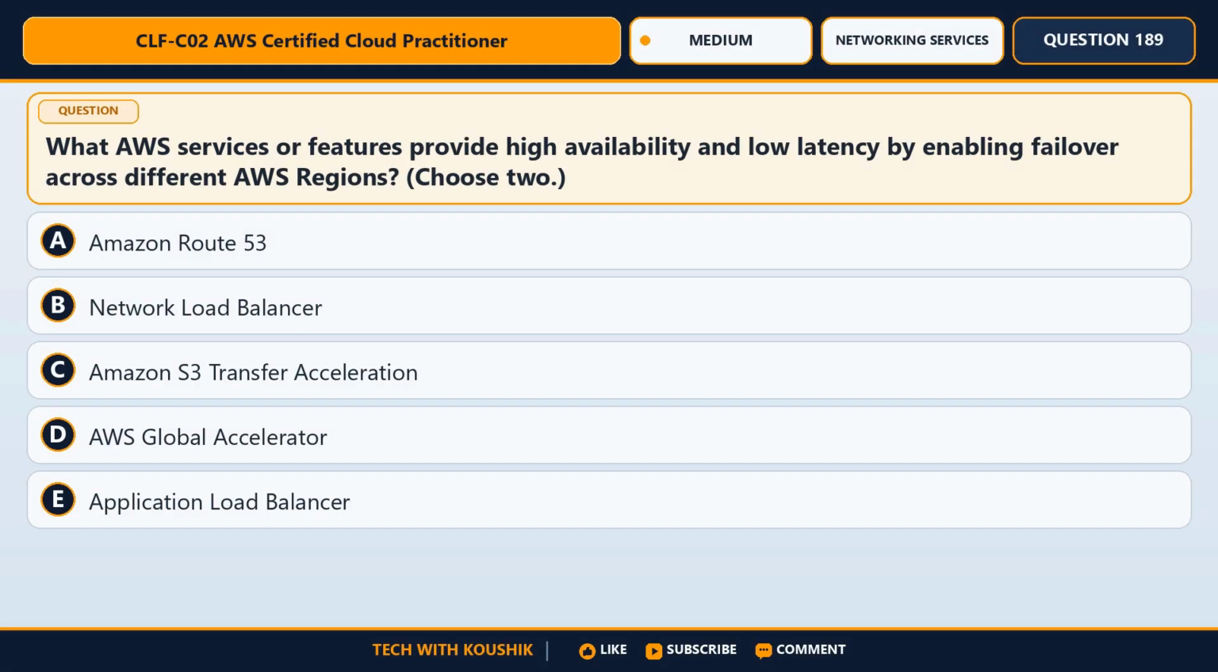Question number 189. What AWS services or features provide high availability and low latency by enabling failover across different AWS Regions? Choose 2. Option A. Amazon Route 53. Option B. Network Load Balancer. Option C. Amazon S3 Transfer Acceleration. Option D. AWS Global Accelerator. E. Application Load Balancer.